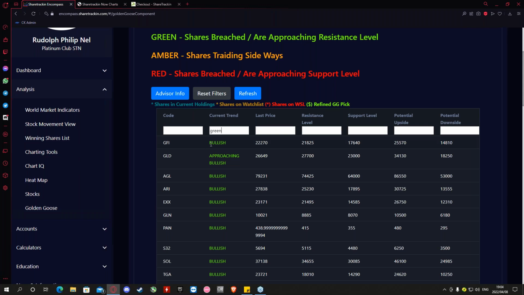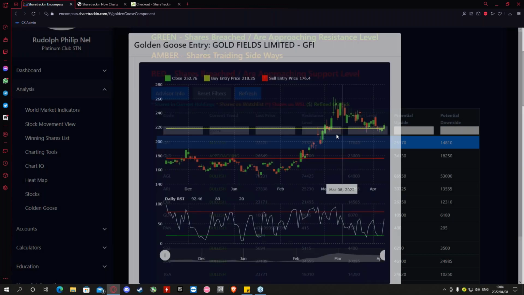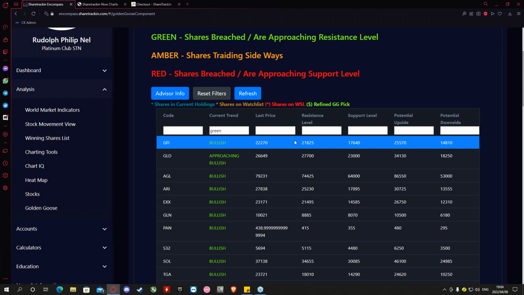If we look at GFI, for instance, GFI has a last price of 222 Rand 70 cents. Its resistance level is on 218 Rand 25. So your last price has already exceeded your resistance level. It has already gone past the resistance level, because that's where you want to buy in, when your price goes over your resistance level. Your support level would be the line that's basically supporting the share.